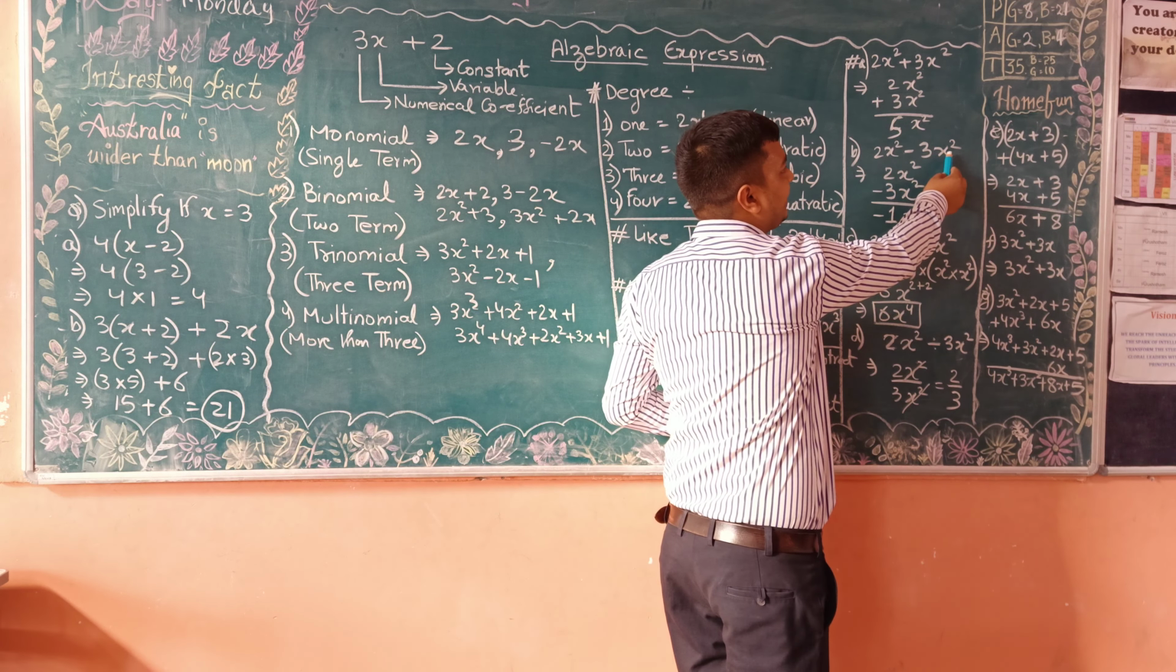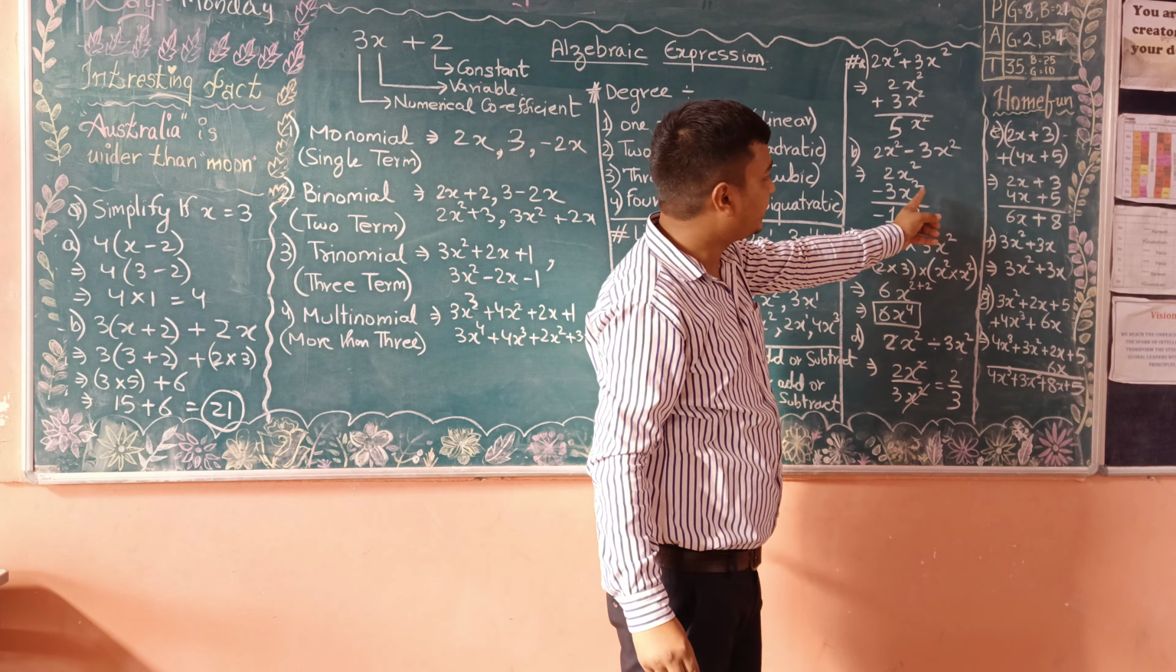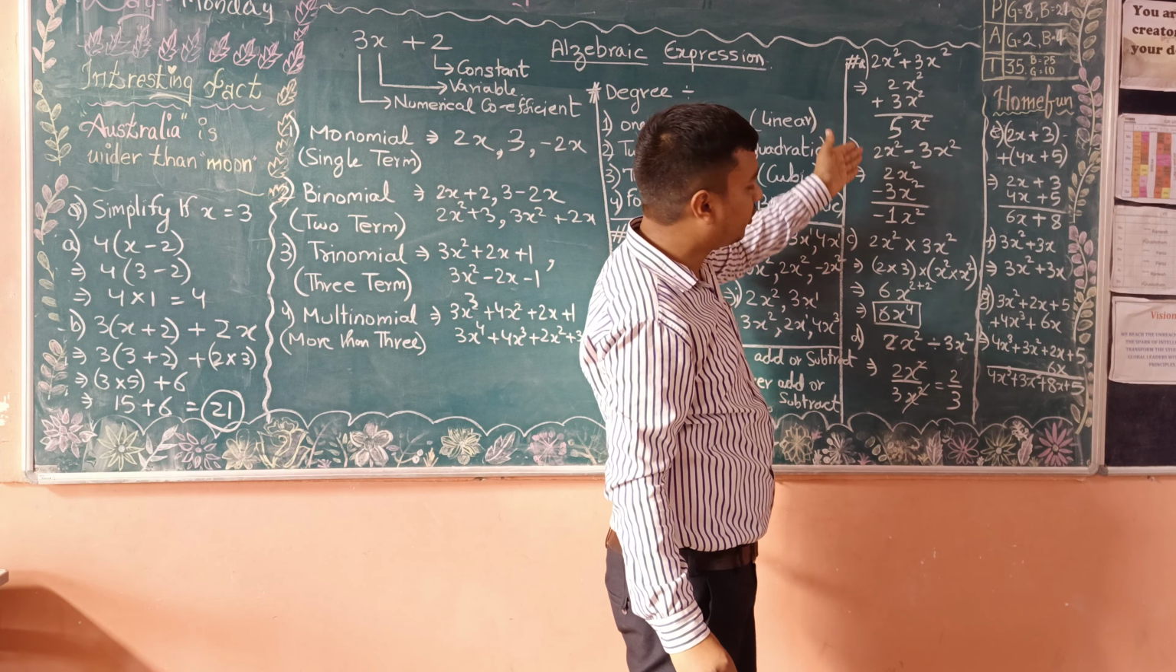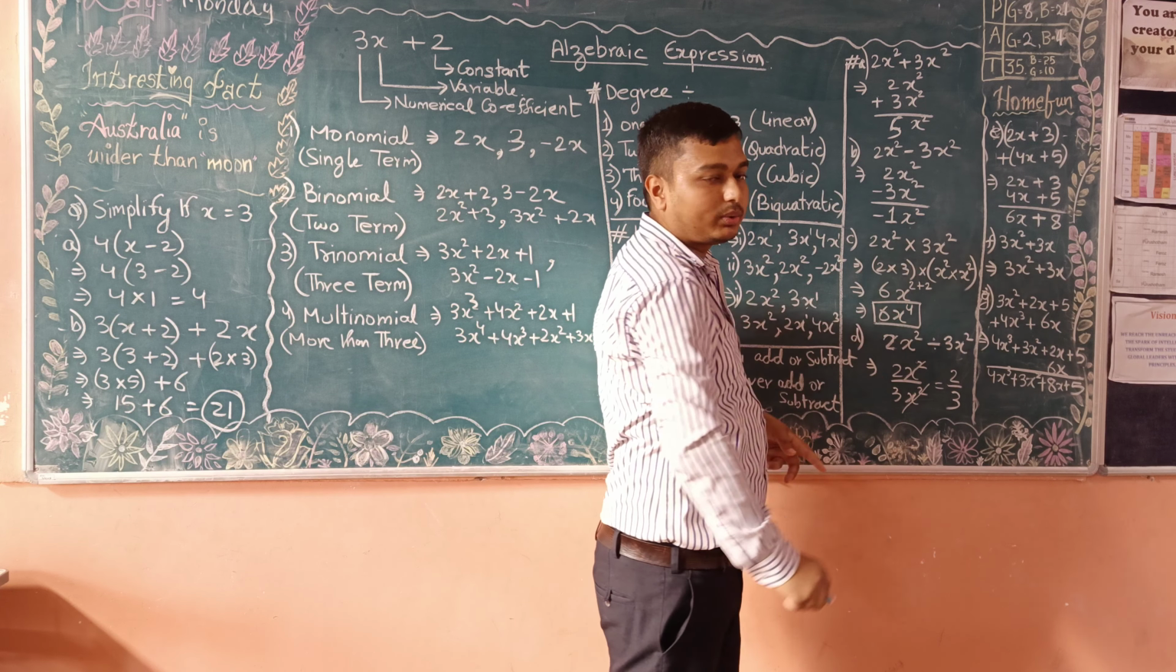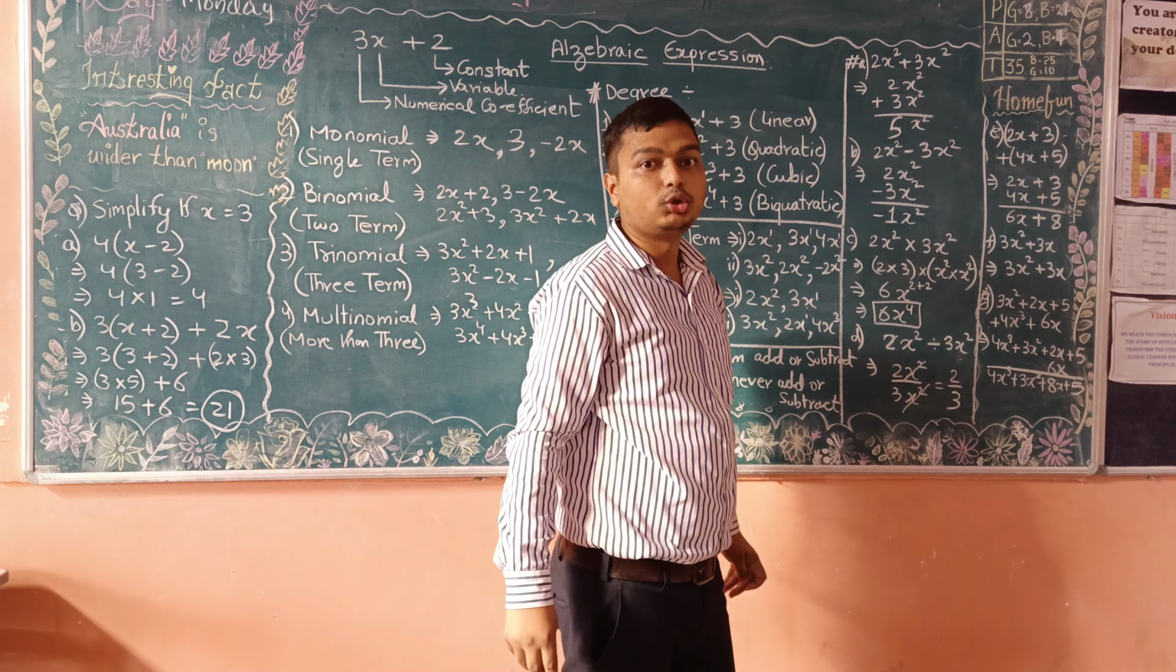Next, similarly, I will write 2x square minus 3x square first. This method we are following is known as the vertical method. I write 2x square first, and the second term is minus 3x square. Now x square will be x square. Now next, 2 minus 3 will be 1.